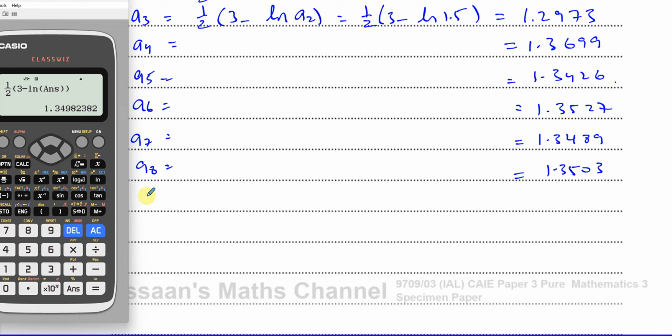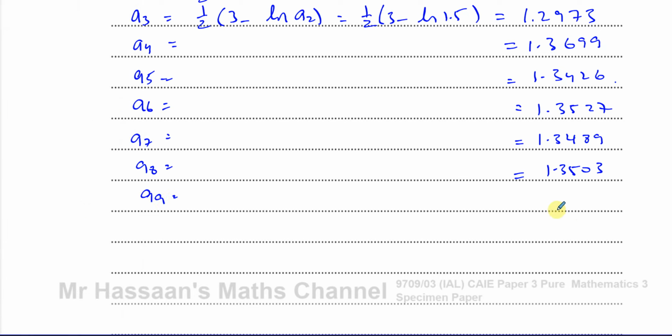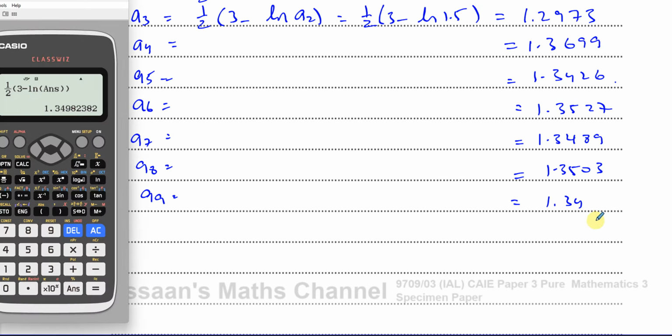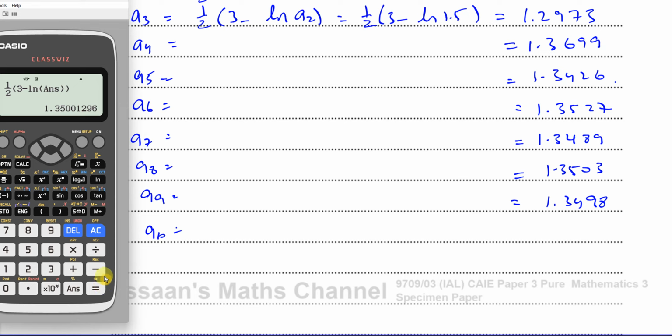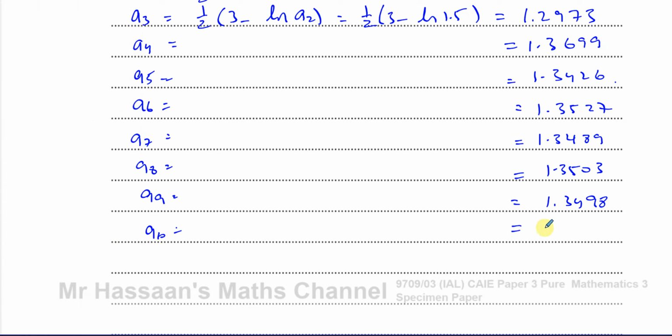1.3498. So again 1.35. Let's just do one more time and see what we get. 1.3500. It looks like it's settled down. So we can say therefore A is equal to 1.35 to 2 decimal places.